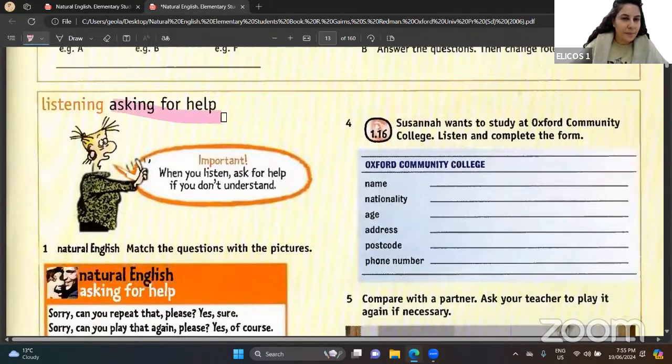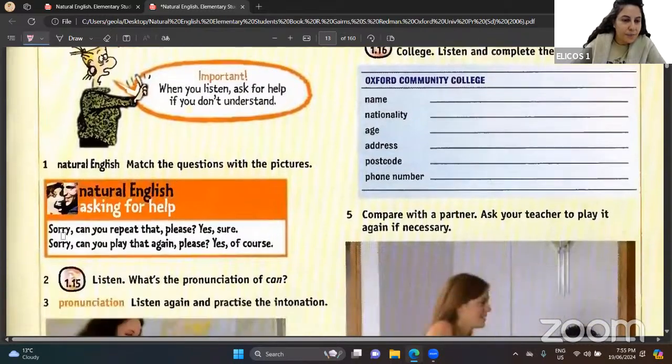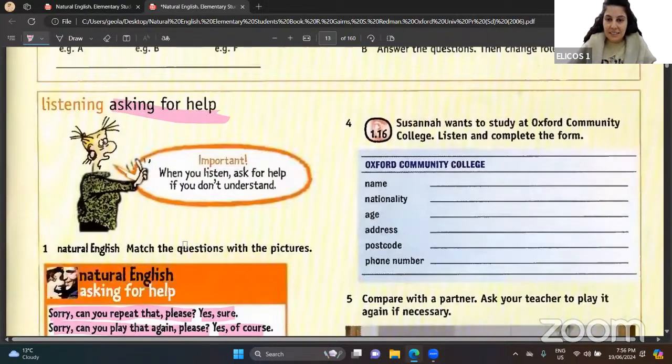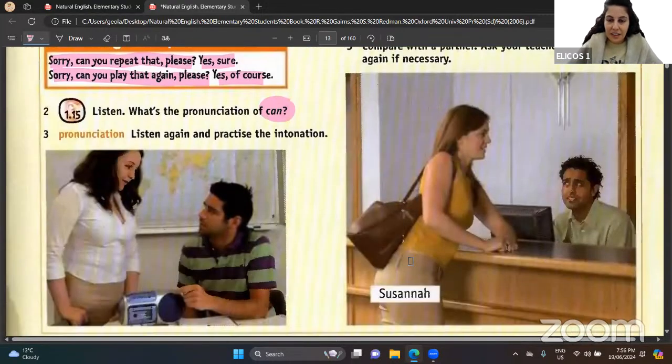Okay, so let's look at asking for help. So you could say, sorry, can you repeat that, please? If you didn't hear maybe the question. And the person would say, yes, sure. Sorry, can you play that again, please? Yes, of course. So we use this word can, verb can. So now we can say, can you? We know how to say, would you like? Now we can say can. Very easy to ask. Can.